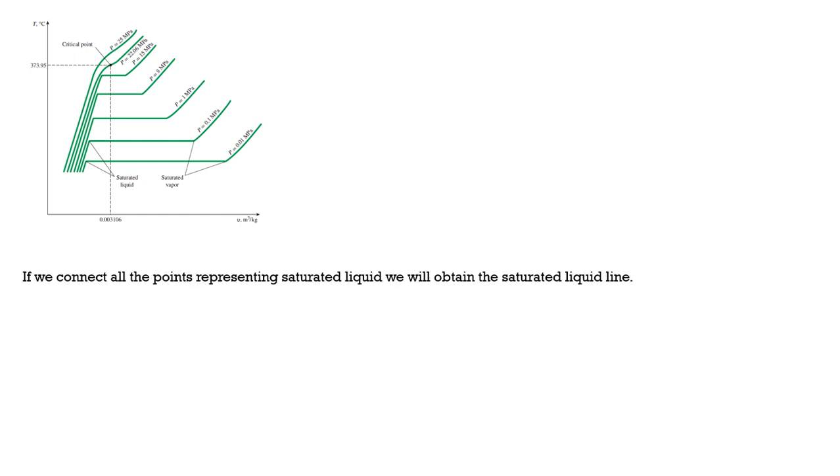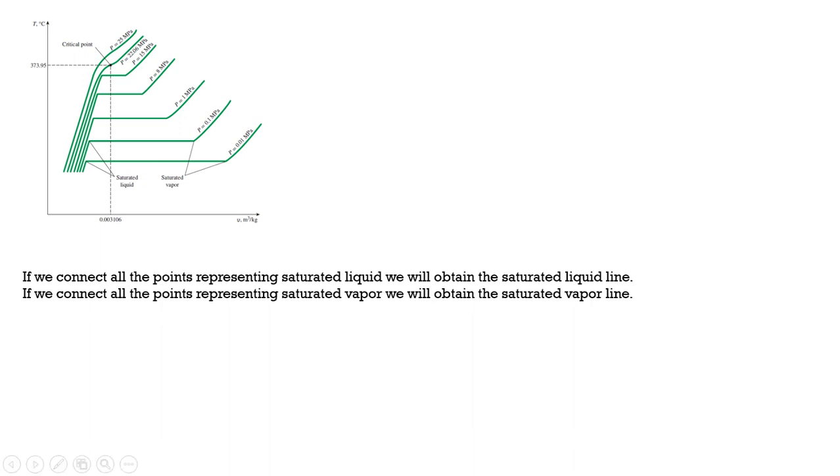This is the PV diagram. If we connect all the points representing saturated liquid, we obtain the saturated liquid line. If we connect all the points representing saturated vapor, we obtain the saturated vapor line. This is the phase change process. The horizontal line represents constant temperature. This is the sensible heating process, and this is the superheating of steam. At this stage, the left side portion is 100% liquid and the right side portion is 100% vapor. This is the saturation point, at which the phase change from liquid to vapor takes place.